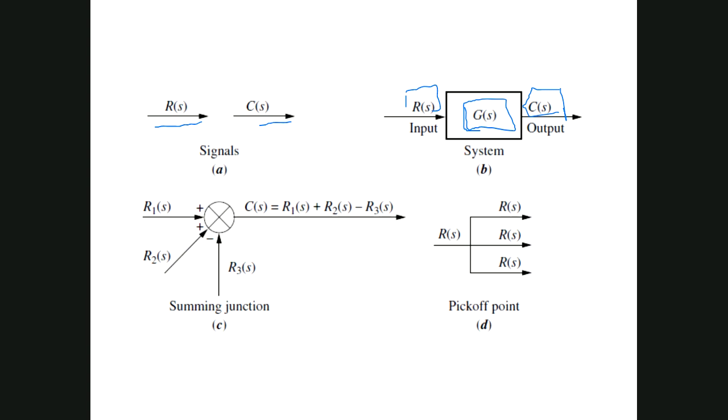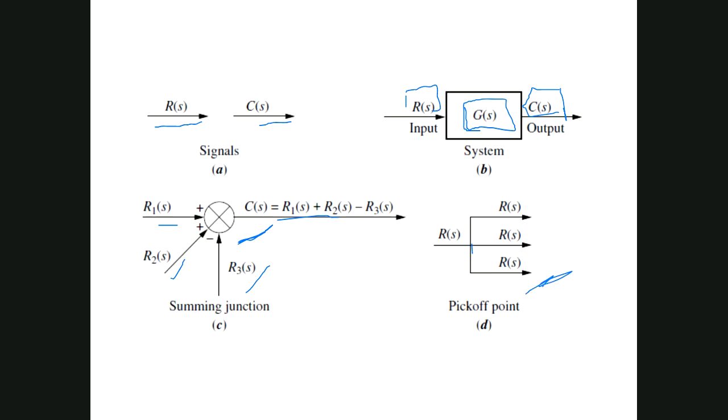We've already seen what the summing junction looks like. So this is the summing junction here. So the signal here, C of S, is the summation of R1 of S plus R2 of S minus R3 of S. Then the pickoff point is when you tap from a signal at a point.